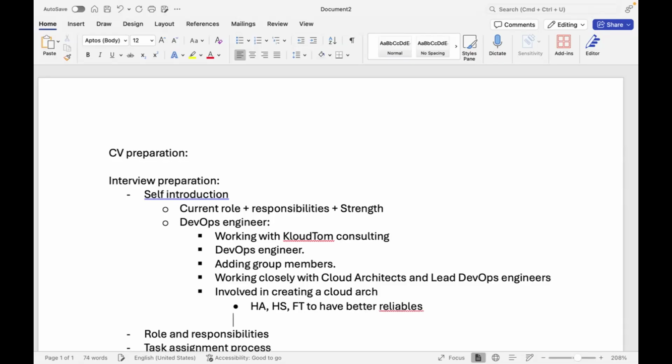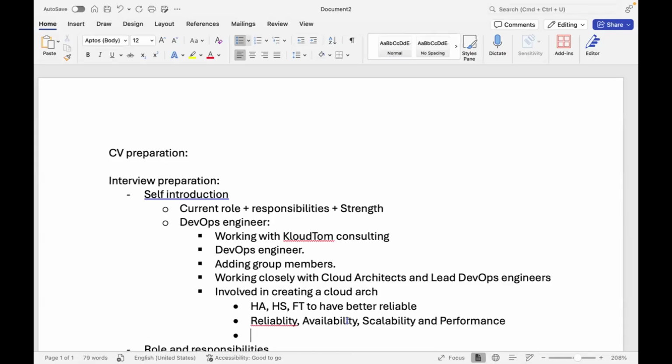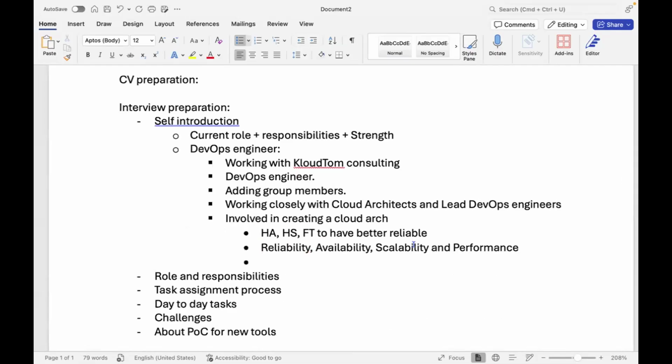So what is your goal here? Reliability, availability, scalability, and performance. What should be the next step that you should talk about? You should talk about your application.